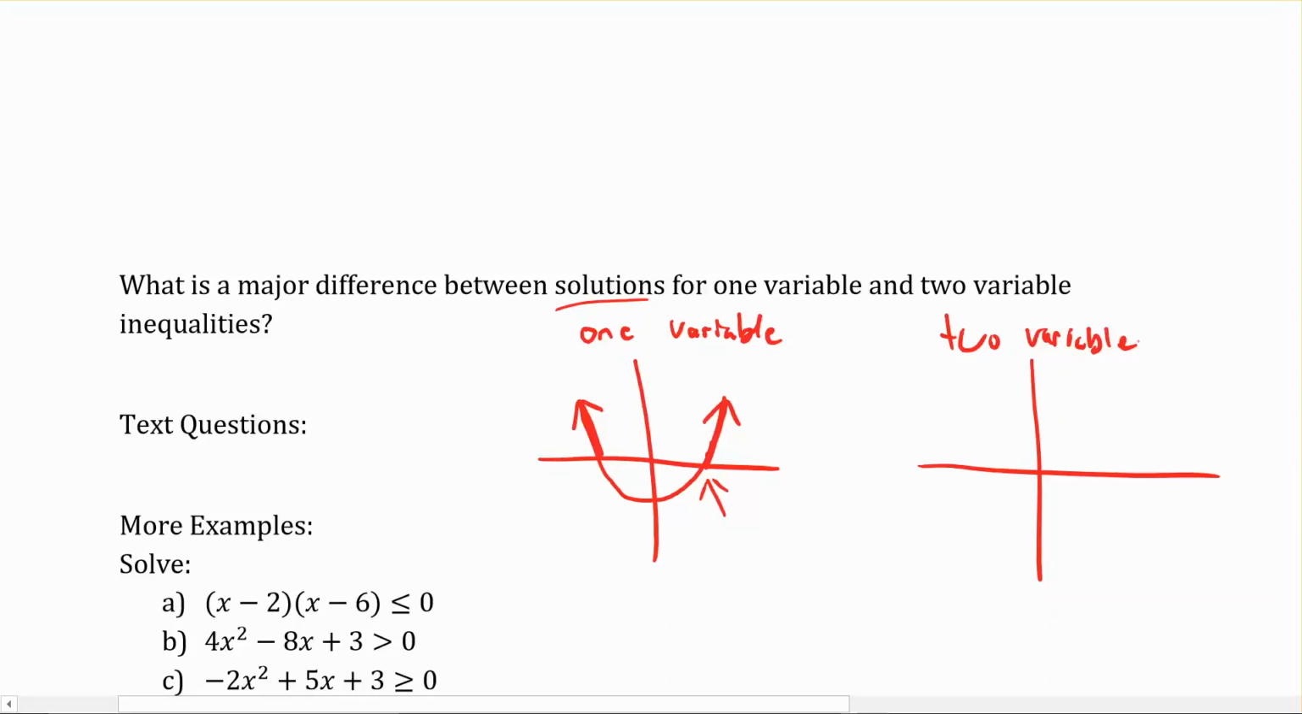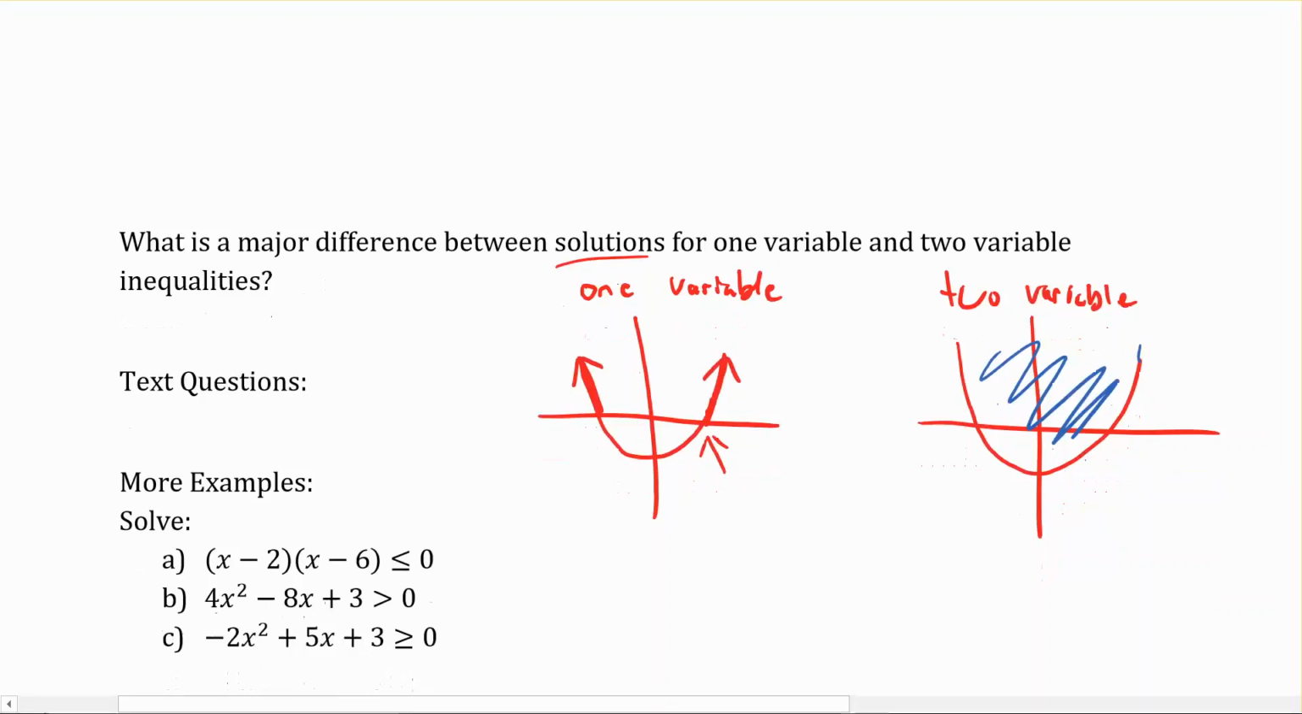Sorry about the bad writing. Two variable is that whole shaded area. So that's going to be more along the lines of, it could be the shaded area inside that parabola, or if it was saying less than, it could be the outside, and you need to find that point. So that's pretty much it, one variable and two variable.